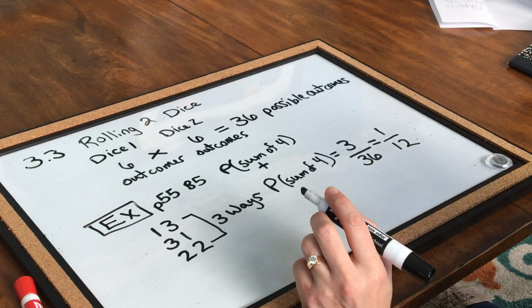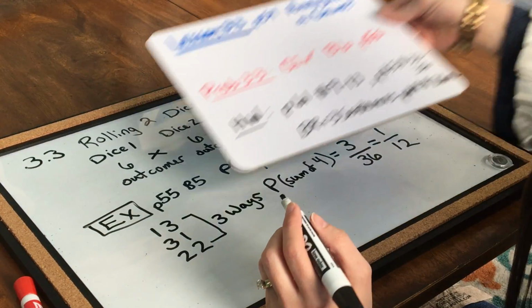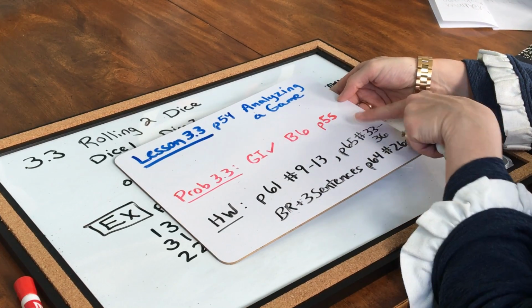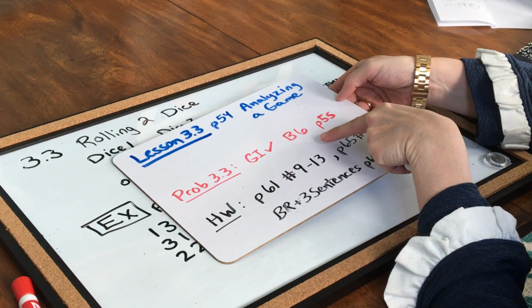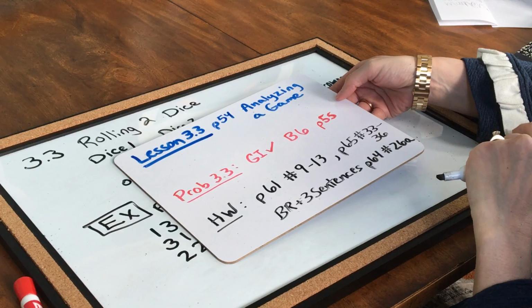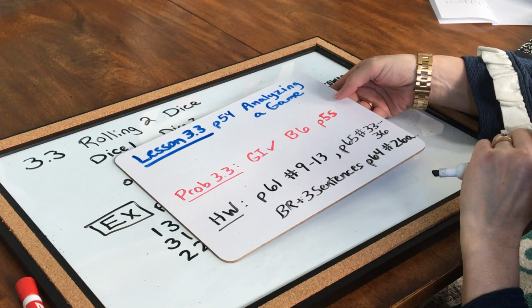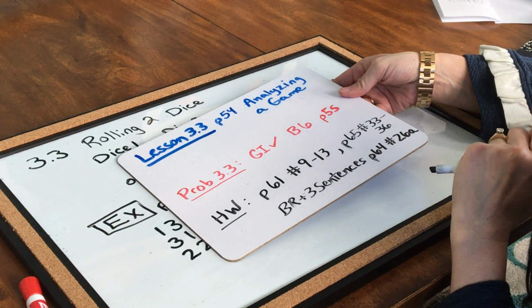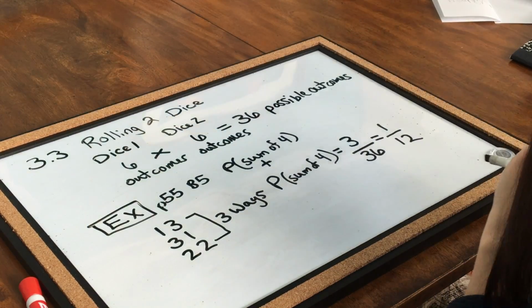Okay, so now we're going to try the got it check. The got it check is on page 55, and it is B6 in problem 3.3. So pause the video if you need to, try the got it check, and then I'm going to give you the answer.